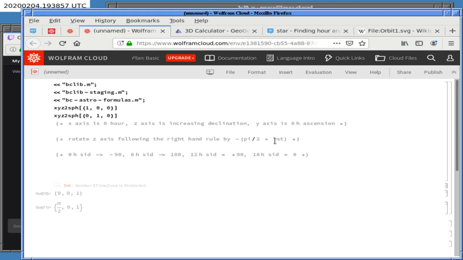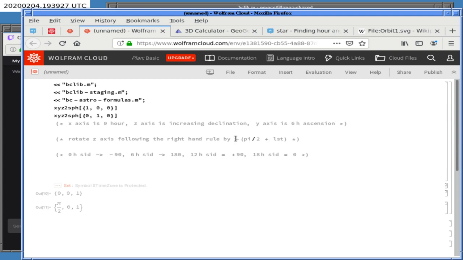Minus pi over 2 or plus 3 pi over 2. Minus pi over 2, this is minus. If it's 18-hour sidereal time, we don't need any adjustment whatsoever. So pi over 2, plus 3 pi over 2 is 2 pi, negative 2 pi is 0. Yes, I kind of cheated a little bit there, but I'm pretty sure this is the right rotation.